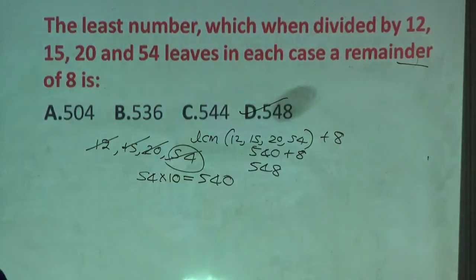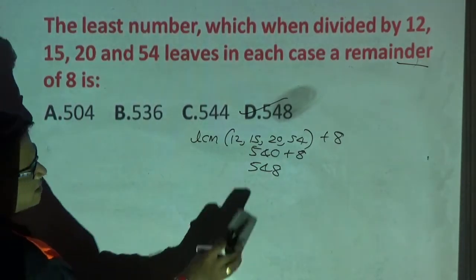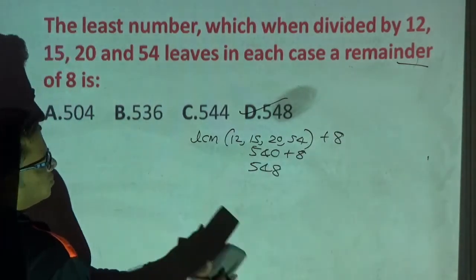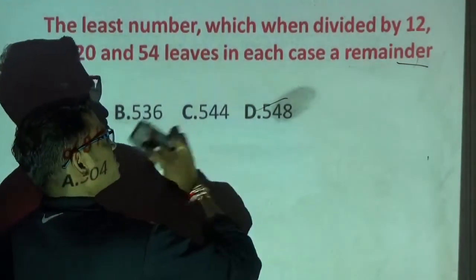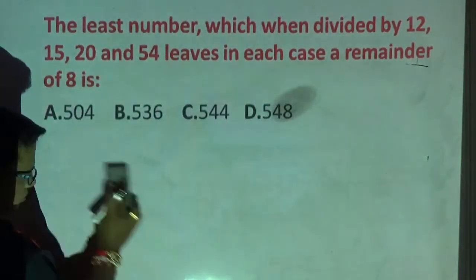See how quickly, using the concept, I found the answer for this question. We have to find the LCM of all these, and after finding the LCM, add 8 to that. So the answer is 548. Very simple, right? I'll go for the next question now.